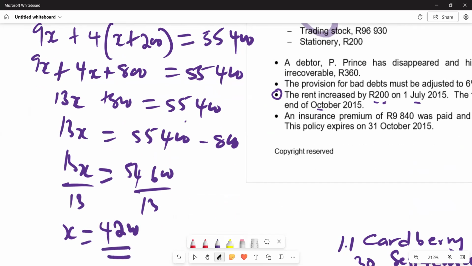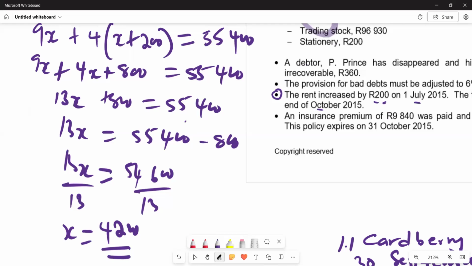But the rent that we are looking for is the rent for October. That is outside our financial year. Our financial year ends at the end of September 2015, so October is out of our financial year. Remember, according to the matching concept, we have to remove what doesn't belong to the current financial year for which we are preparing the financial statement. So the rent for October that we received does not belong to this period, so we have to remove it out of the 55,400 that we received.